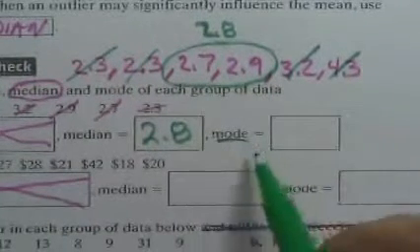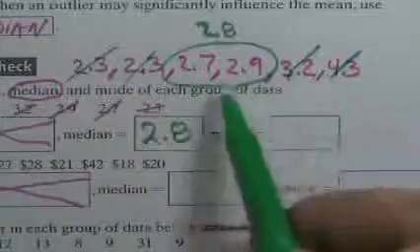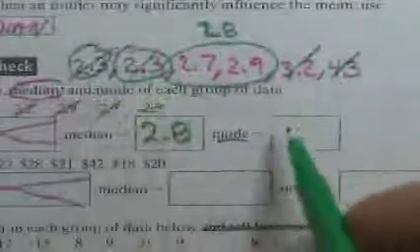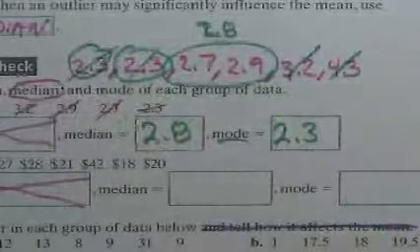Now mode, that's the most often number you see. The most often number you see is 2.3. I see it twice there. 2.3.